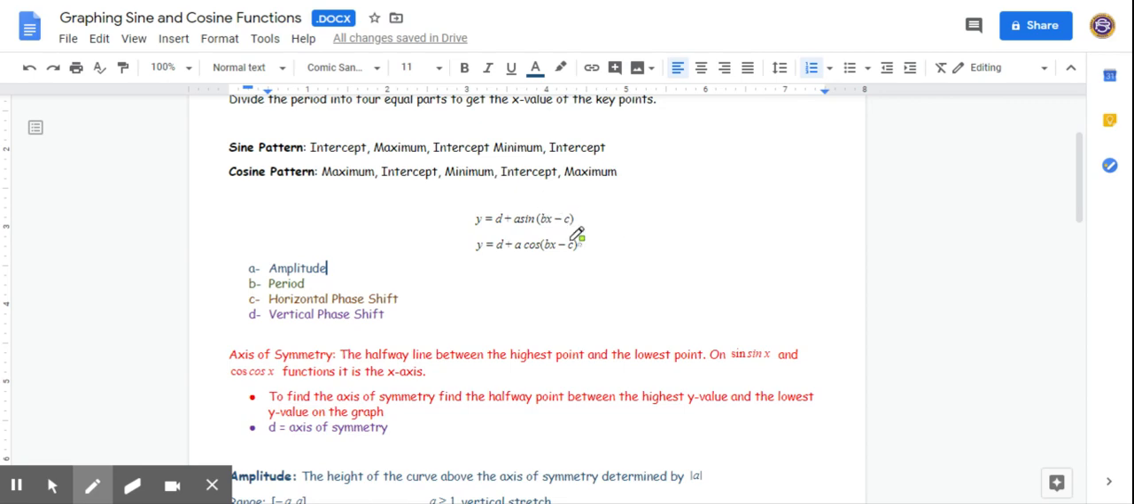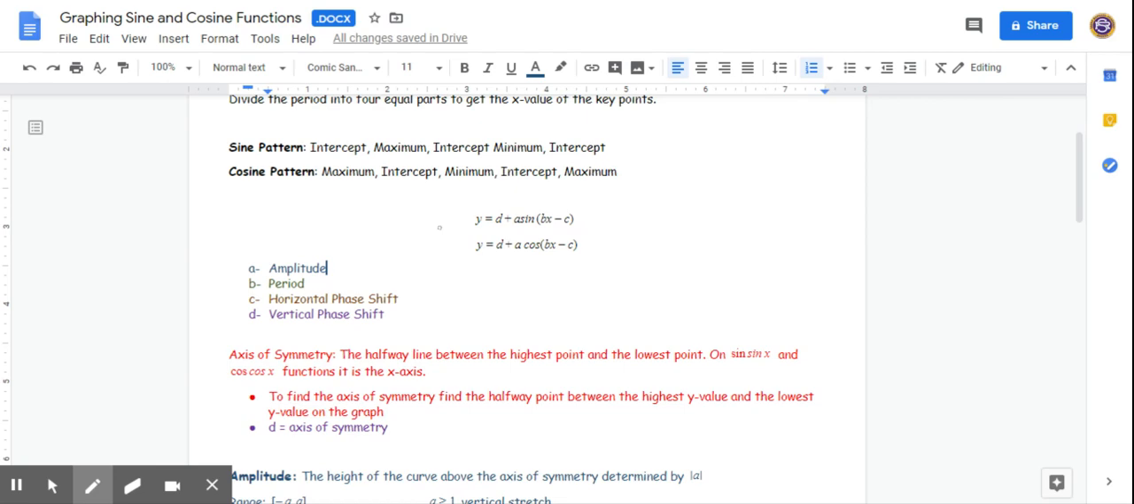If, let's say, you don't have plus some number on the outside, that just means that your D value is 0, so you wouldn't have that vertical shift. You can also write these having the plus D on the opposite side. So instead of it being here, it could be plus D after the parentheses. And each of these letters is going to represent a different change in the graph.